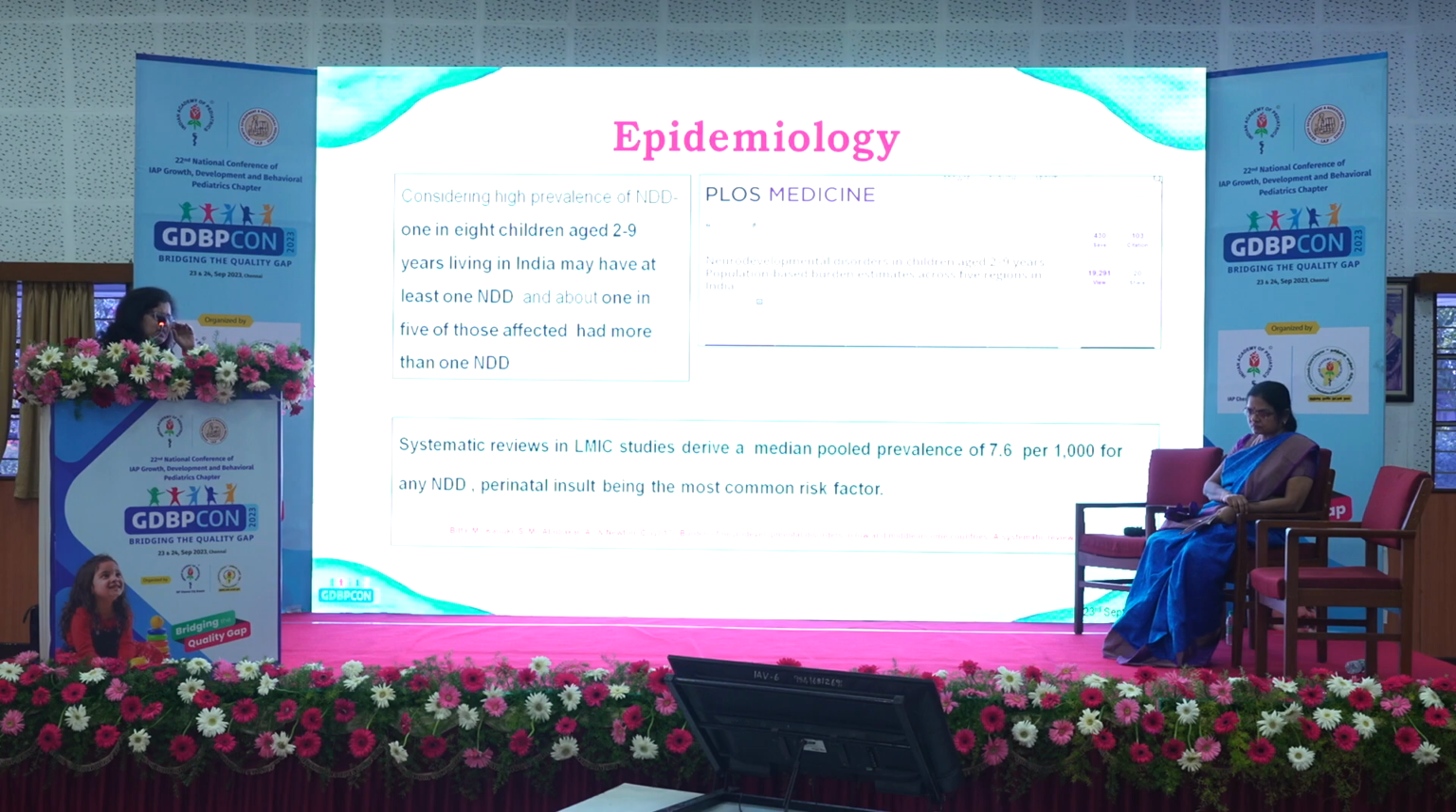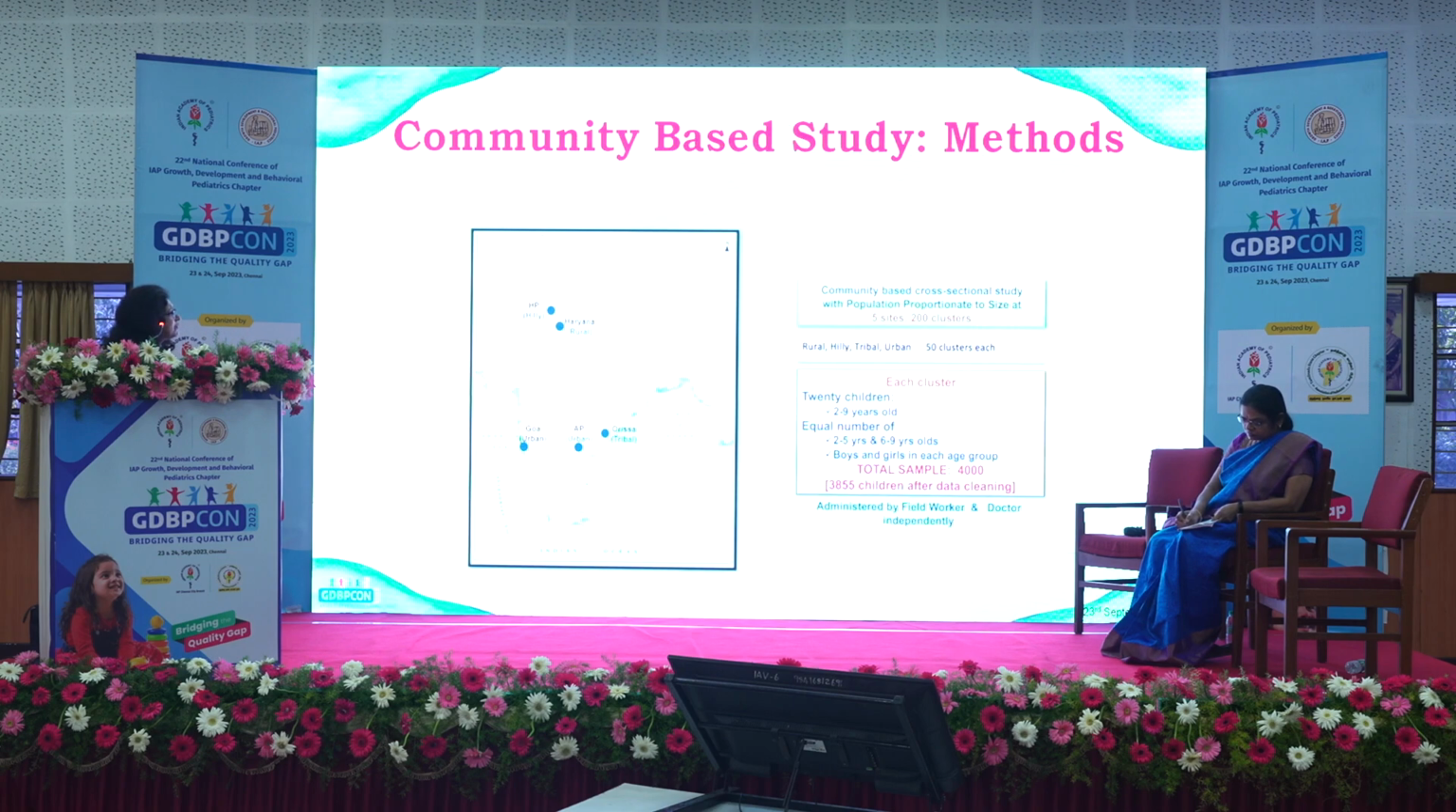As regards the prevalence, the only prevalence study we had done was with Dr. M.K.C. Nair, SPI, and Dr. N.K. Arora was the team leader; I was the network coordinator of the project. We found the prevalence to be around 12%, that is, 1 in 8 children having at least one NDD, and one-fifth of them had comorbidities. The prevalence in the world is around 7.6 per thousand. The prevalence study we did was by population proportionate to size sampling, conducted in 2011.